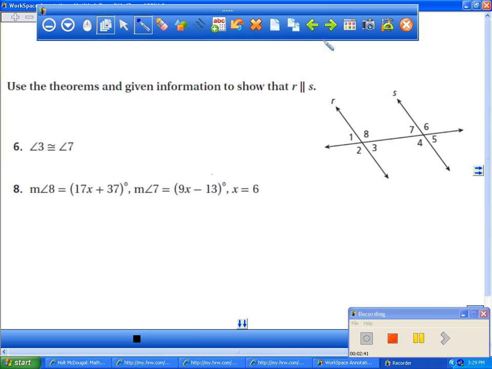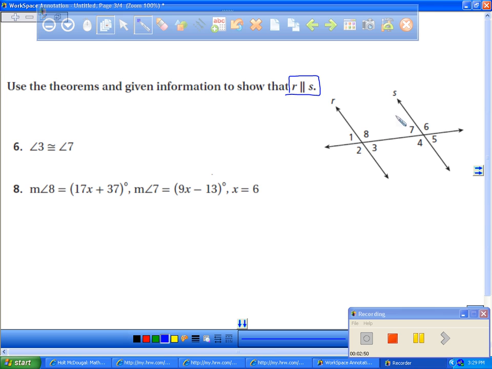Alright, moving on. Now we're going to use the theorems and the given information to show that R is parallel to S. Well, the question is, are they parallel right now? And the answer is no. There are no arrows denoting them parallel. So therefore, we have to come in through the back door. Is it enough to say that if angle 3 and angle 7 are congruent, would that put the lines parallel?